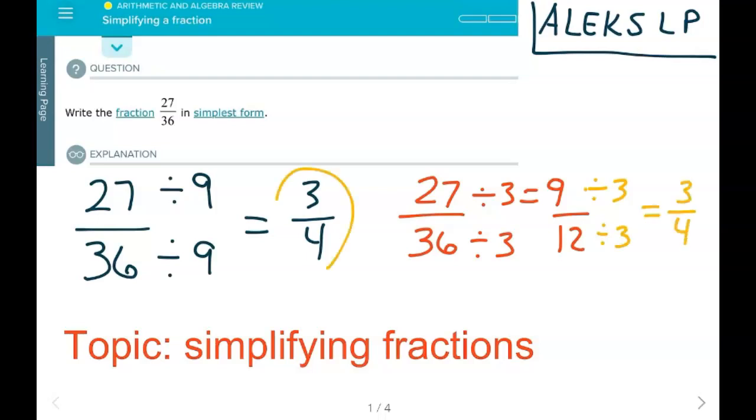So we still get the same answer, but if you can think of the biggest common factor, greatest common factor, then that will get you to your answer a little bit quicker.